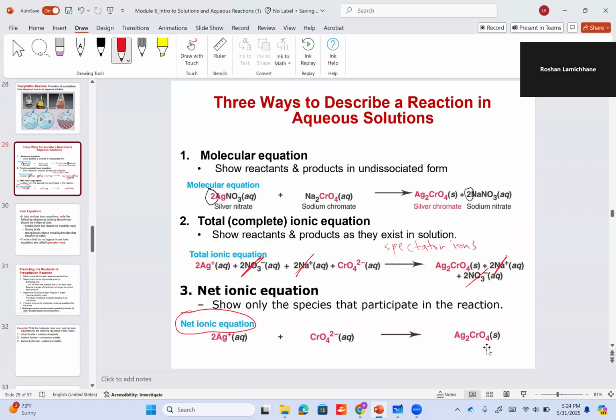Now, charge-wise and number-of-atoms-wise, this must be balanced as well. For example, I have 2 silver atoms on my reactant side and 2 silver atoms on my product side. CrO4, CrO4. Charge-wise, 2 times plus 1 is plus 2, plus minus 2 is 0. Overall, on the product side, that's also 0. And that's how I write my net ionic equation.